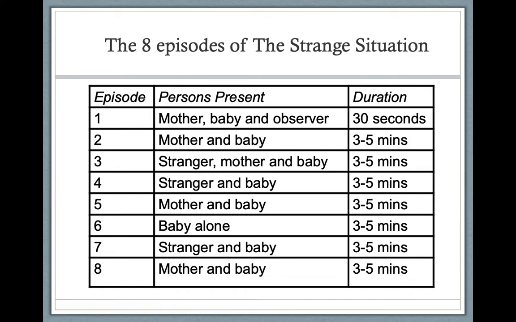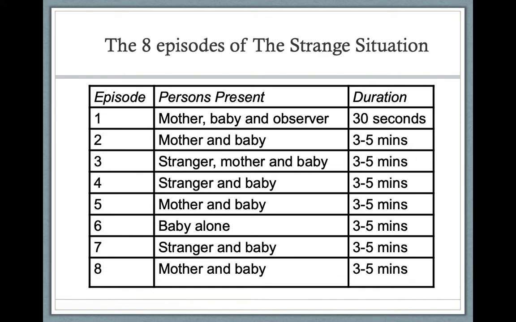Episode 5, the stranger leaves and the mother returns. So again, they'll be interested in seeing what the baby does there. Then the mother leaves again, so it's just the baby, again looking at some separation anxiety. Then the stranger comes back in, so it's just the stranger and the baby again. And then lastly, the stranger leaves and the mother returns. So it's just the mother and the baby again at the end.